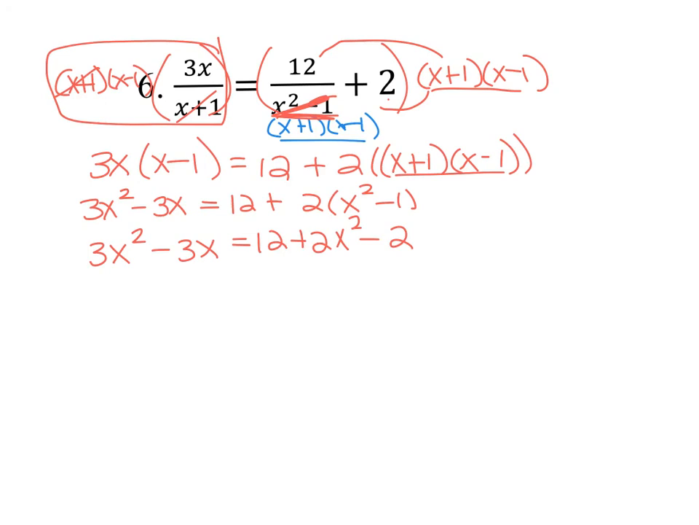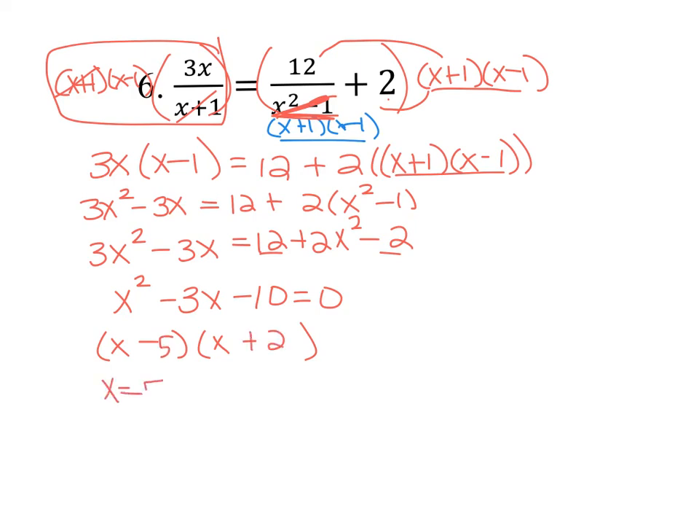So now I'm going to start moving everything to the one side. So I'm going to move 2x squared. I have x squared, negative 3x. 12 and negative 2 make 10, but when you move it to the left, it makes negative 10, since it's currently on the right. So now I'm going to factor: a factor of negative 10 that makes negative 3 is negative 5 and positive 2. So x equals 5 and x equals negative 2.